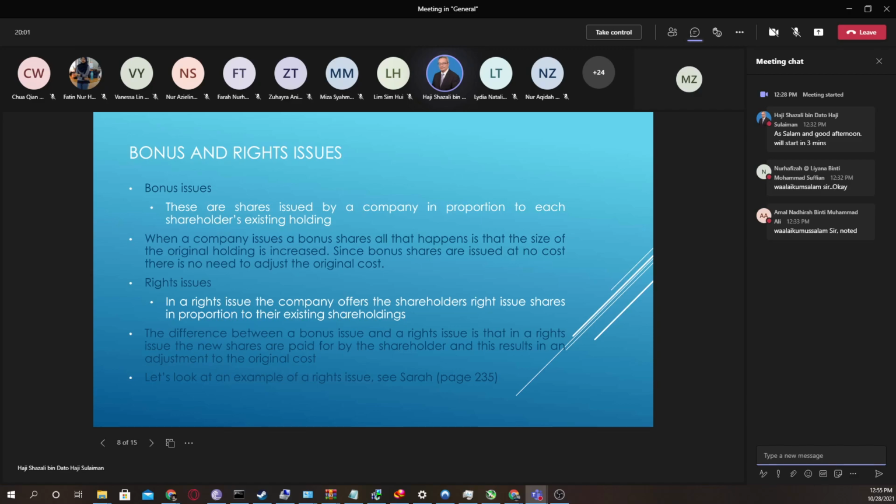So when a company makes a rights issue, in the share pool your number of shares increases, but your cost also increases by the amount paid for the rights. So let's look at the example on page 235. Very straightforward example. Sarah has the following transactions. She bought 10,000 shares for £15,000, took up a rights issue of 1-for-2 at £2.75, and then she sold 2,000 shares for £6,000.